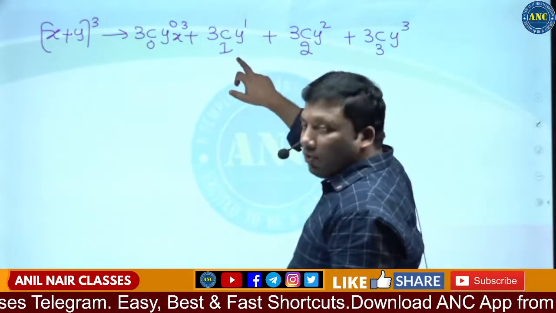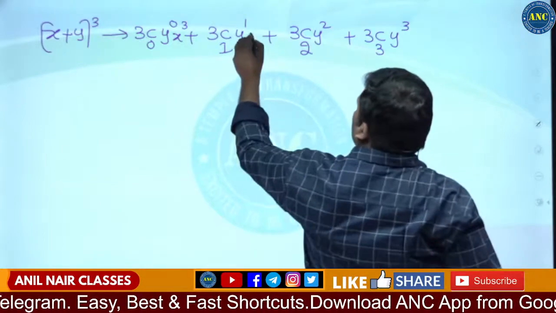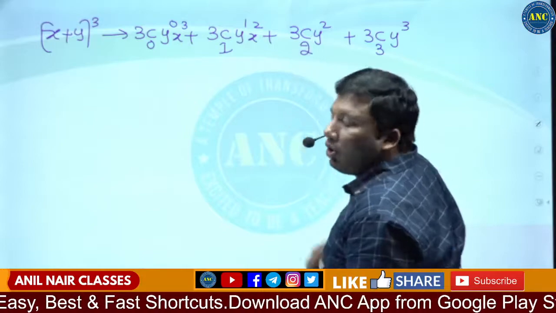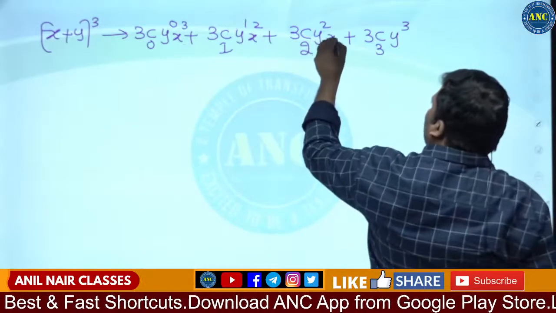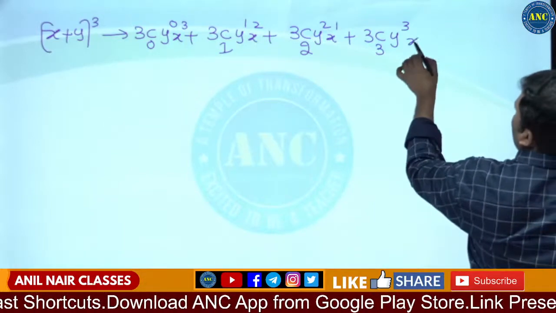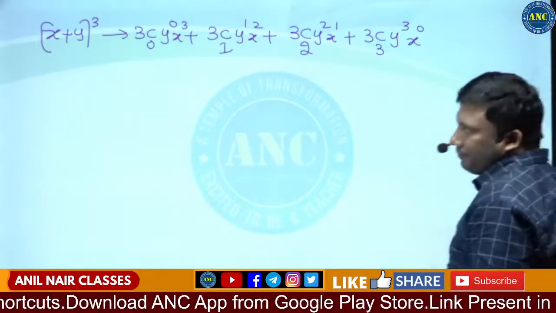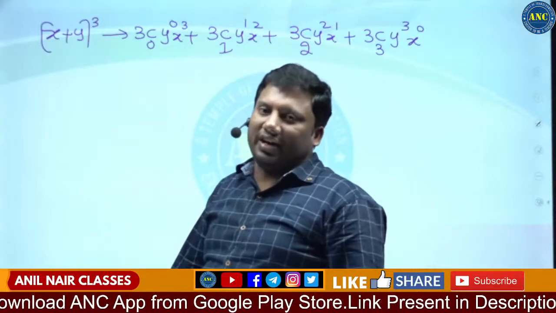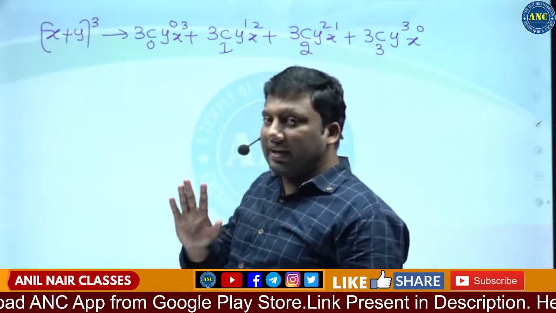I am selecting 1 power of y. That means the remaining x square will come. I am selecting 2 powers of y. Remaining x power 1 will come. I am selecting y power 3. Remaining x power 0 will come. I hope the expansion, the idea, is very, very clear to you.